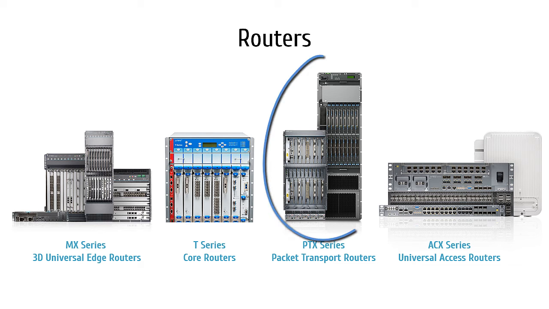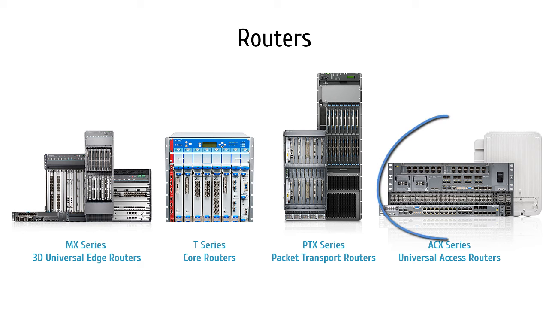Then we have the PTX series packet transport routers. These are what Juniper refers to as super core routers. They optimize MPLS and Ethernet in a way that allows for greater adaptability for critical core capabilities. These routers also boast an industry-leading energy efficiency rating. So, in other words, they're going to save you some money on your energy bill.